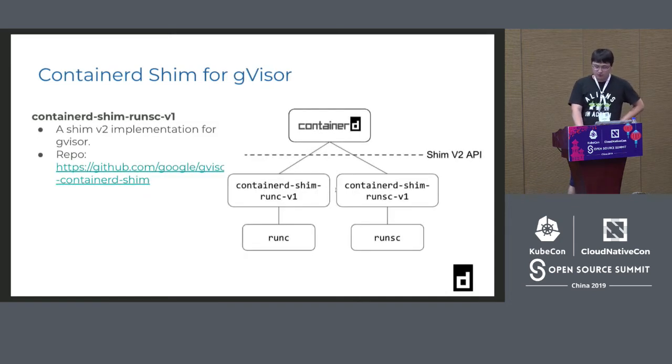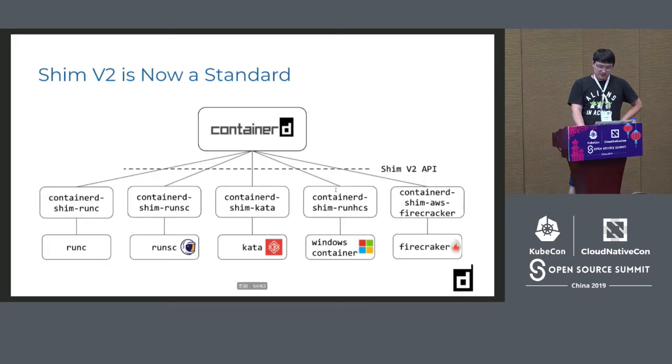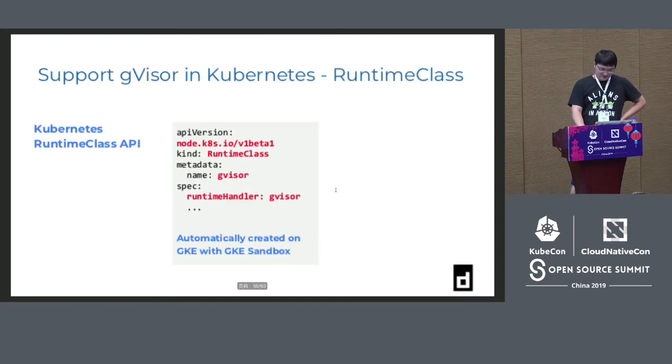When we have Shim V2, we can do the gVisor integration. We have an internal Shim, and all these behaviors that could not be handled previously can be handled now. And now Shim V2 is a standard. For example, Windows is doing so. So if you have your own runtime, you can also use it.